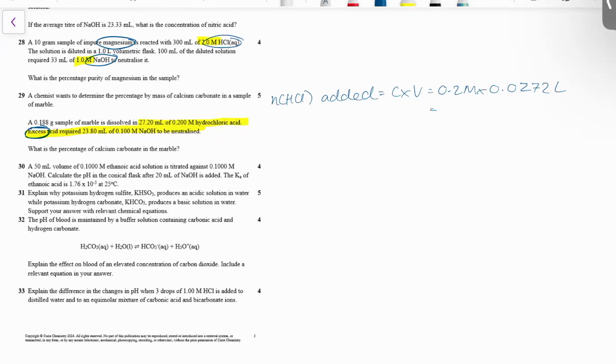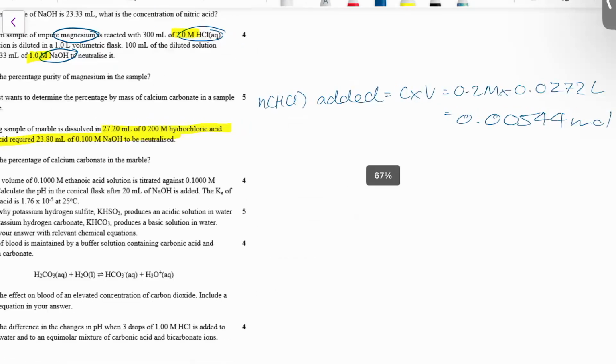Question 29 is easier as well because there's no volume change in the middle. All of the acid left over goes into the titration. 28 should be worth more marks. 0.00544 moles, thank you.